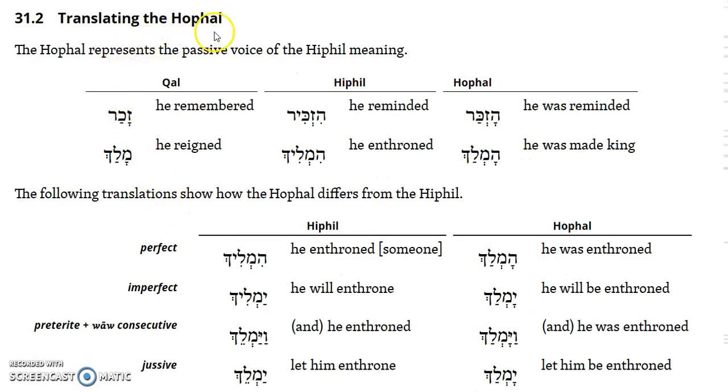So how does one translate a hofal? The hofal represents the passive voice of whatever the hifil meaning is. So if you have zakar, he remembered, in the hifil, hizkir, it would mean he reminded. But then the hofal would mean he was reminded. Or malak, he reigned. The hifil would mean himlik, he enthroned, he caused someone to reign. But then the hofal, homlak, would be he was caused to reign, he was made king, he was enthroned.